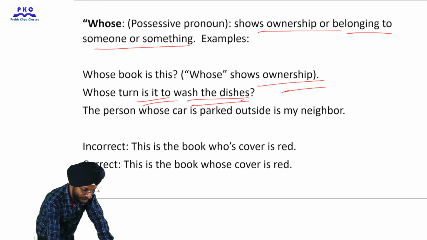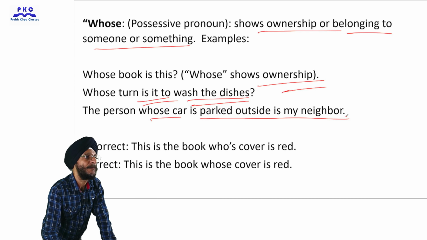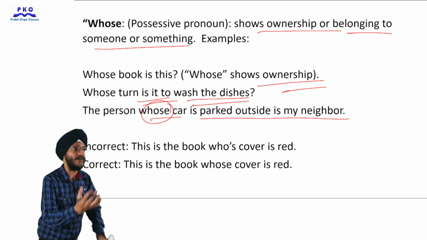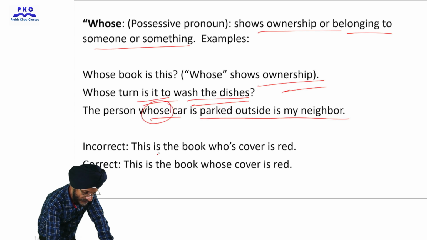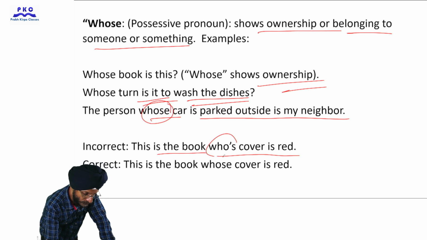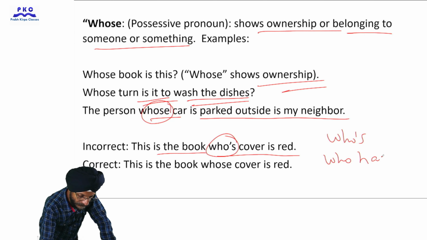The person whose car is parked outside is my neighbor. Whose represents the ownership. Whose car? This is the book whose cover is red. Here an apostrophe has been used. Who's, with apostrophe s, means who has or who is.